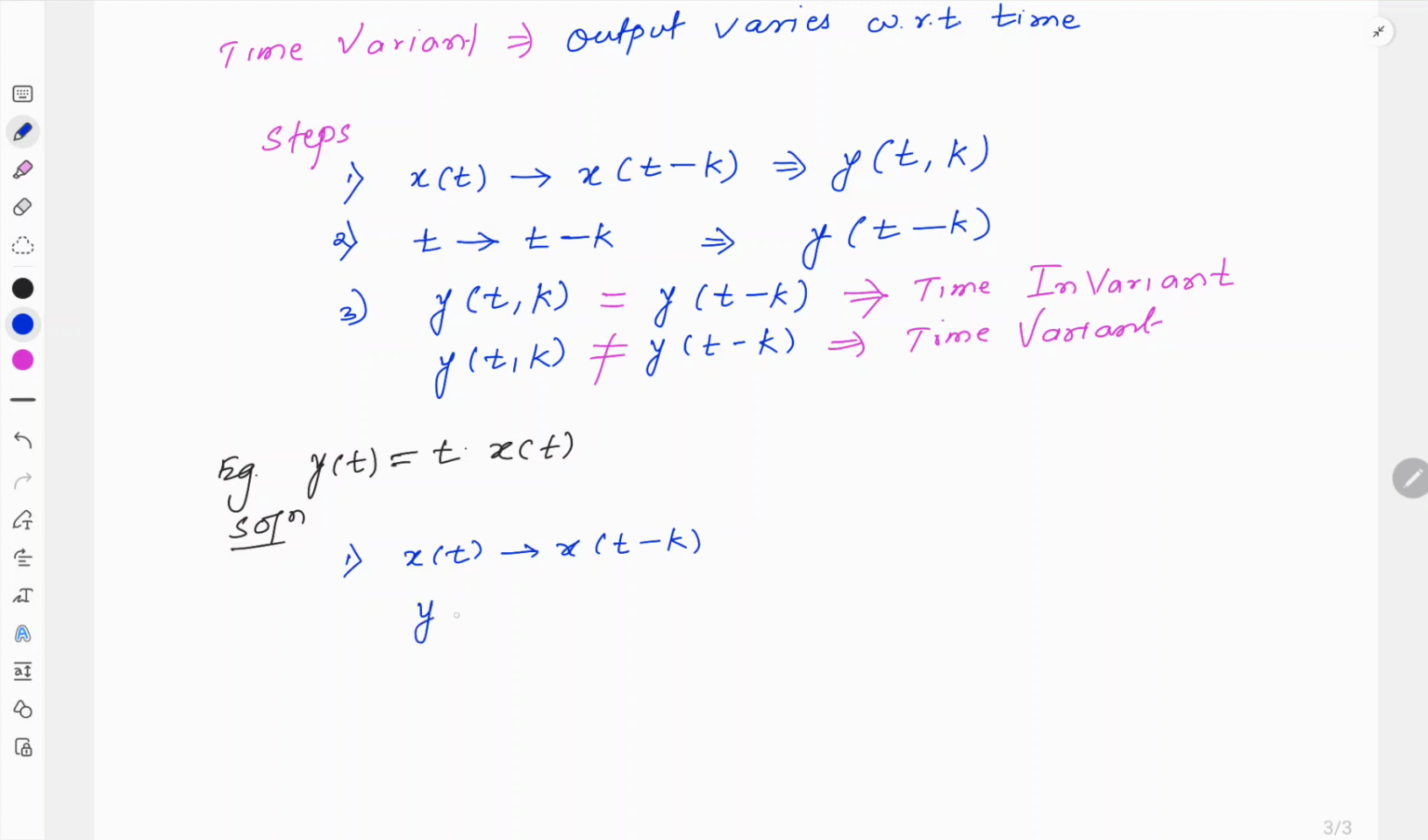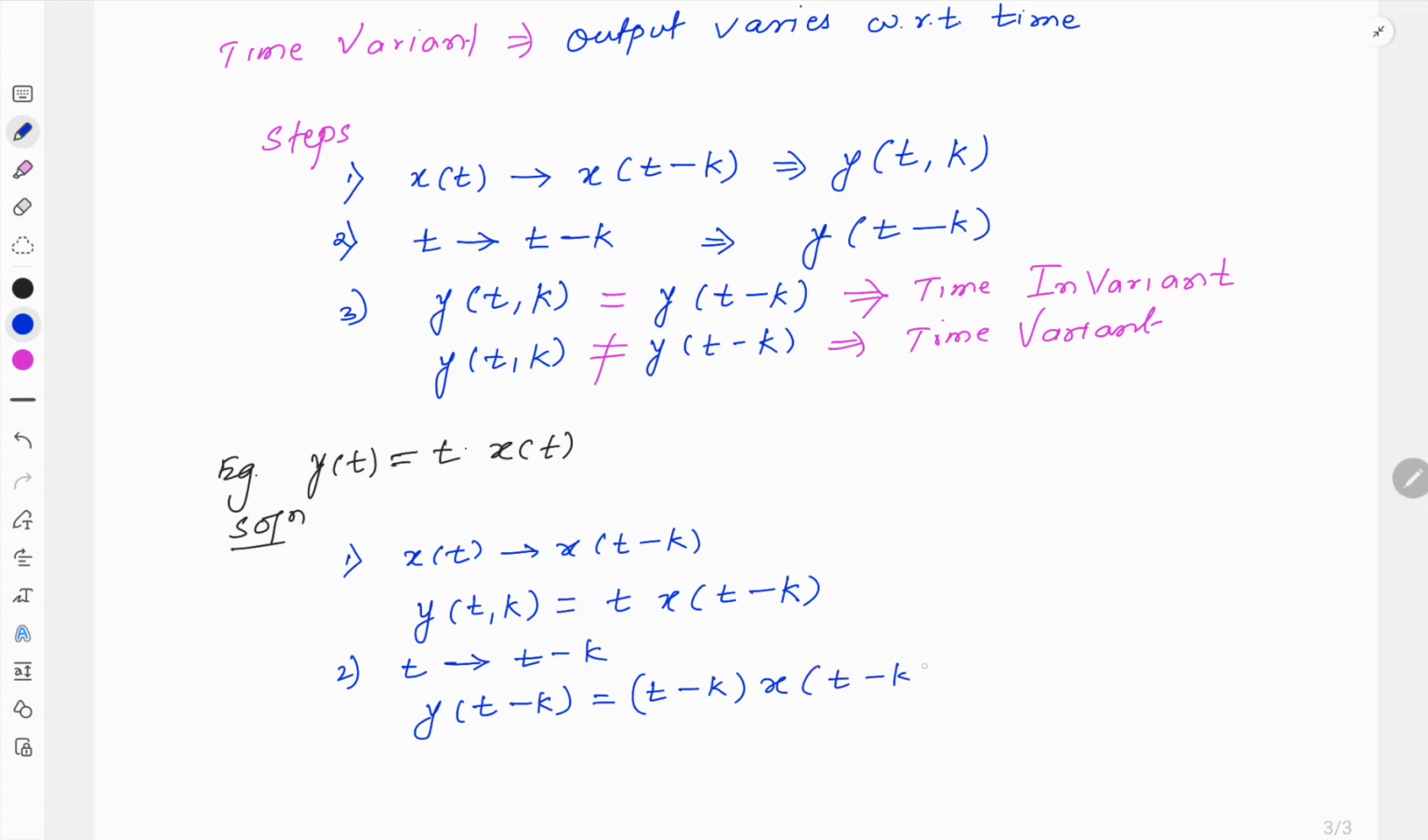So here y of t comma k will be equal to, our equation is y of t equal to t into x of t. So t will be as it is, and now this x of t is replaced by x of t minus k. Second step, replace t with t minus k and we obtain y of t minus k. So wherever you find t, replace t with t minus k. In the equation we have t into x of t, so t will be replaced with t minus k. In x of t, again this t will be replaced with t minus k.